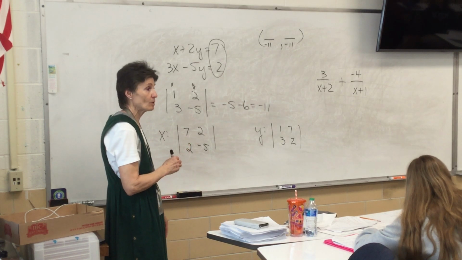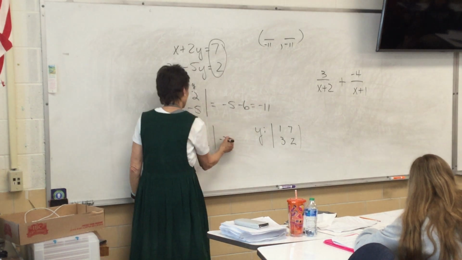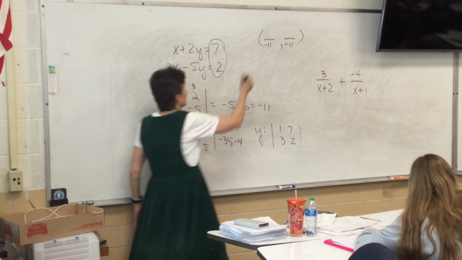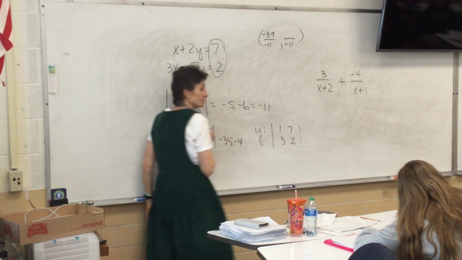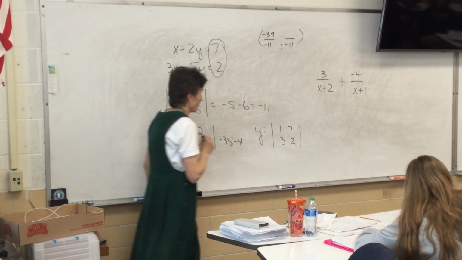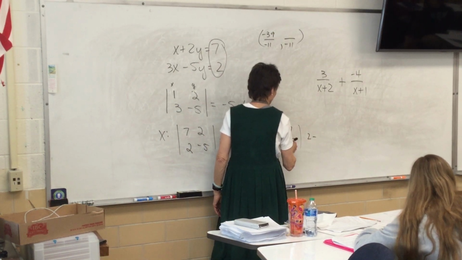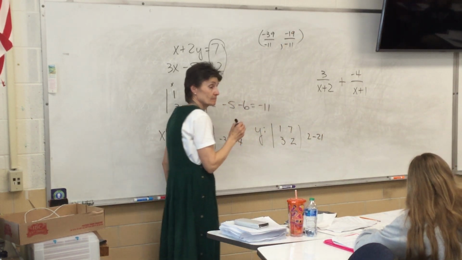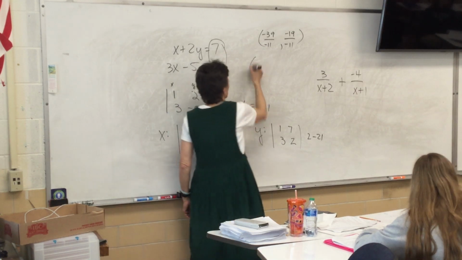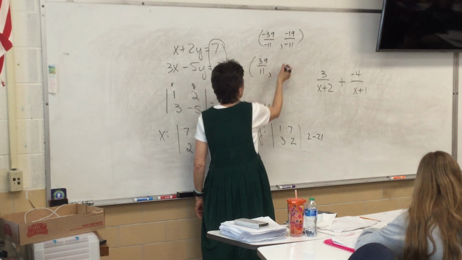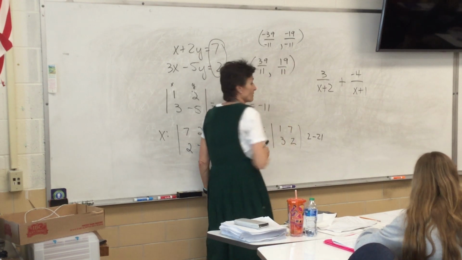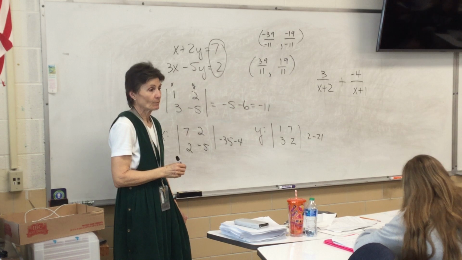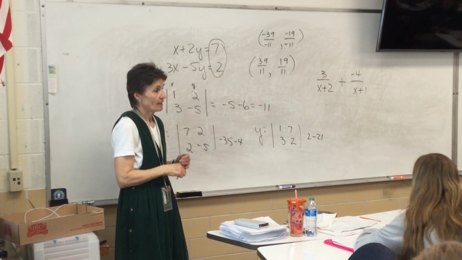And then you evaluate those determinants. So this will be negative 35 minus 4, negative 39, and 2 minus 21, negative 19. So for our answer, we've got to get rid of those negatives. Also, always reduce if you can. Obviously, you can't reduce in this problem, but we can get rid of the negatives, and that's your answer.